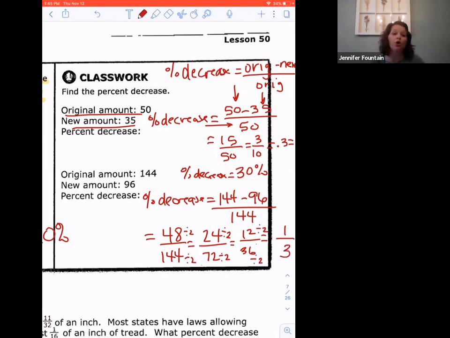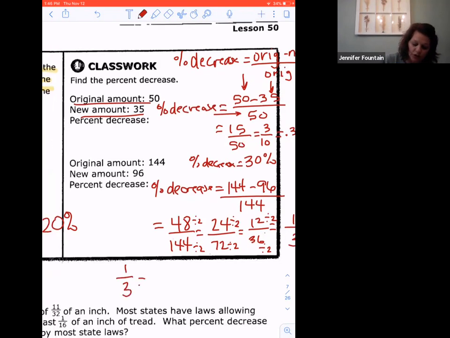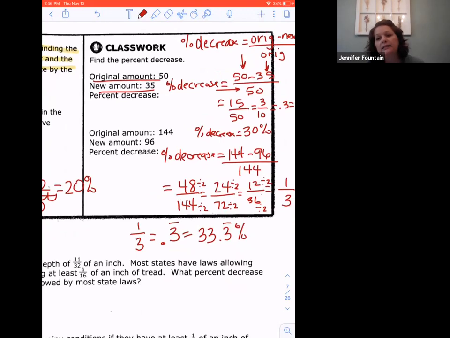So I'm at 1/3. This is where I know that 1/3 is equal to 0.3 repeating. And I know that when I convert 0.3 repeating, I want to have that repeating digit after my decimal. So I've got to move it 2 places to the right, have my repeating digit after the decimal. So 33.3 repeating percent. So when I have a formula like this, I just plug in the information that the problem gives me and solve for what I don't know. Okay.